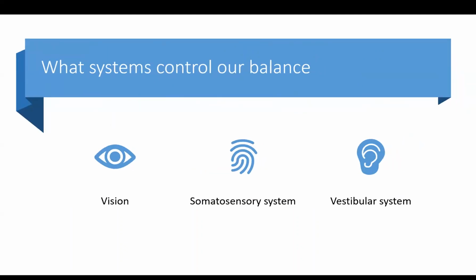So what systems control our balance? Balance is very, very multifactorial. The three main areas that control our balance are our vision, our somatosensory system, and our vestibular system. So our central nervous system can take a look at these three systems and dynamically adjust them so we can maintain our postural stability and our balance.